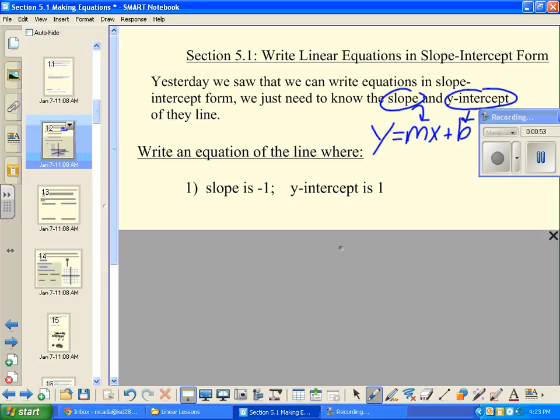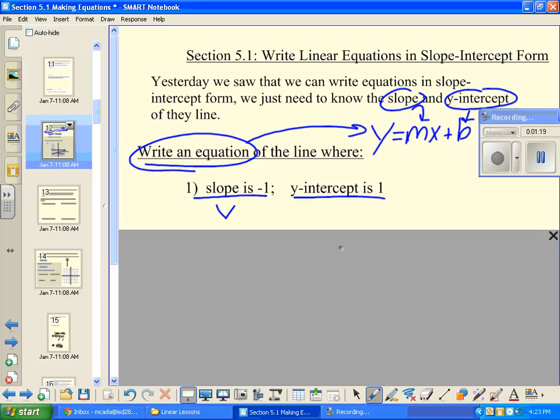The slope is the variable that stands for m, and the y-intercept is the variable that stands for b. So if I can figure out those two things, I can make an equation in slope-intercept form. Again, we started talking about this last lesson in a problem where maybe they just say the slope is -1 and the y-intercept is 1, and we have to write an equation. Again, this is the easiest form of the equation we know. In this problem we know the slope and the y-intercept.